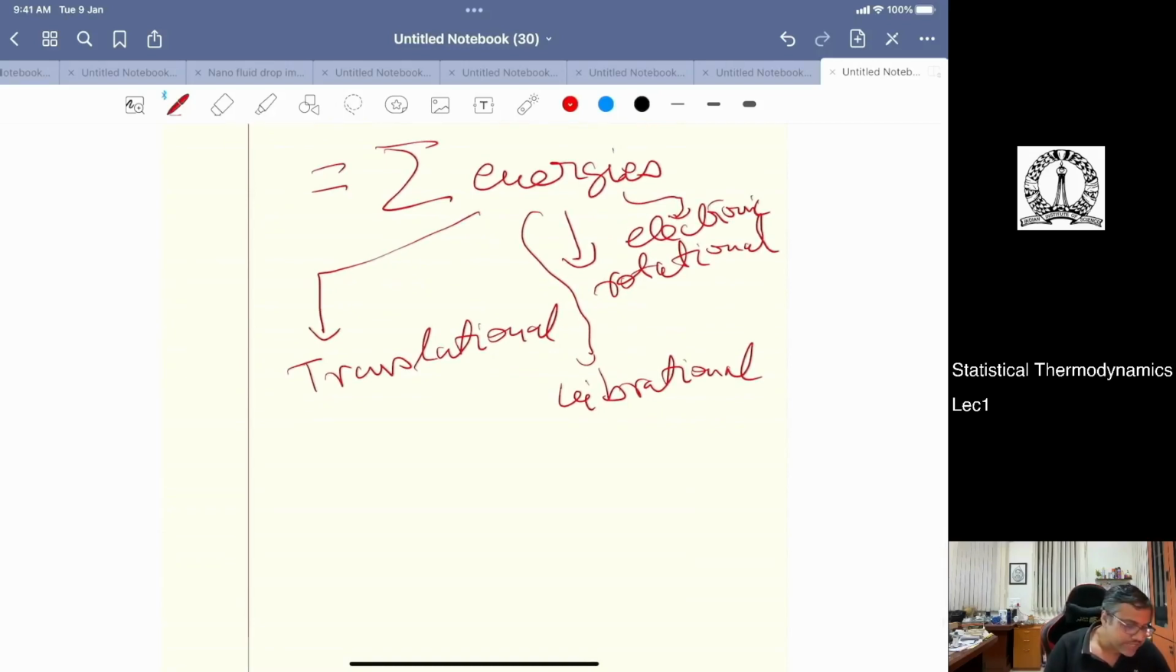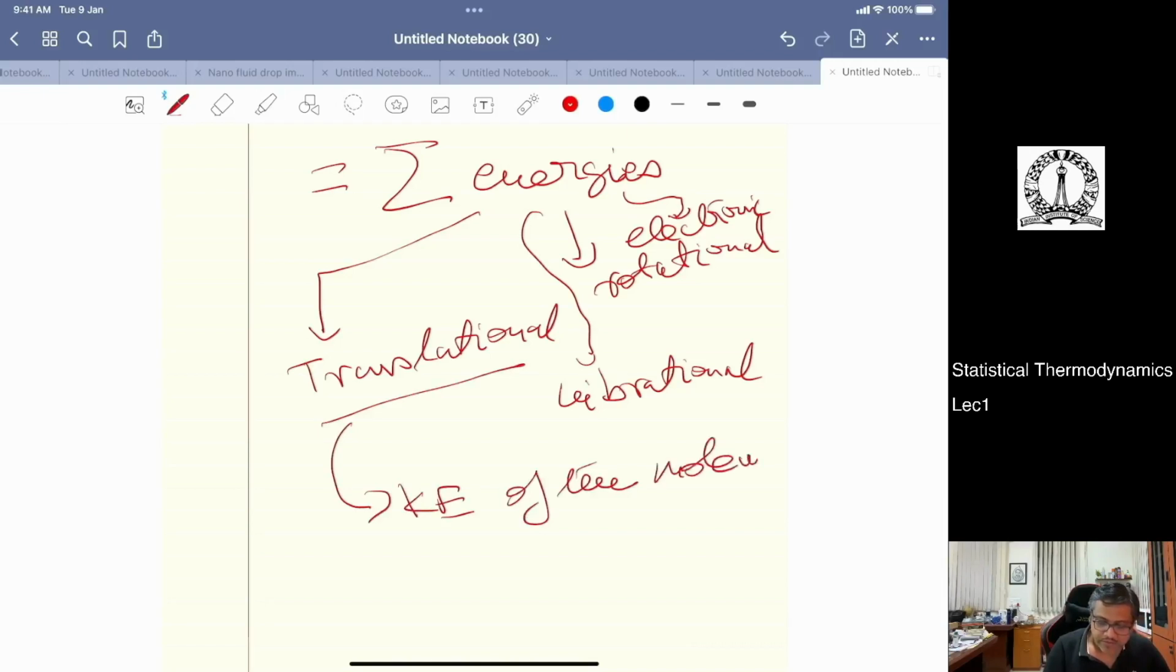So that's what is a translational energy. Translational energy is nothing but the kinetic energy of the molecule's center of mass. So the kinetic energy of the molecule's center of mass is basically what is called the translational mode of energy.